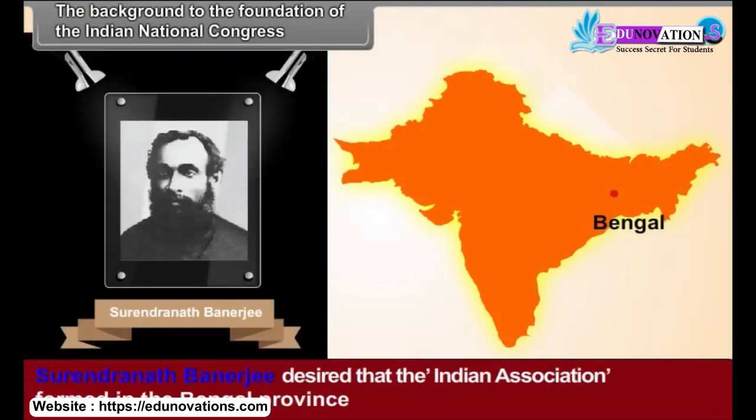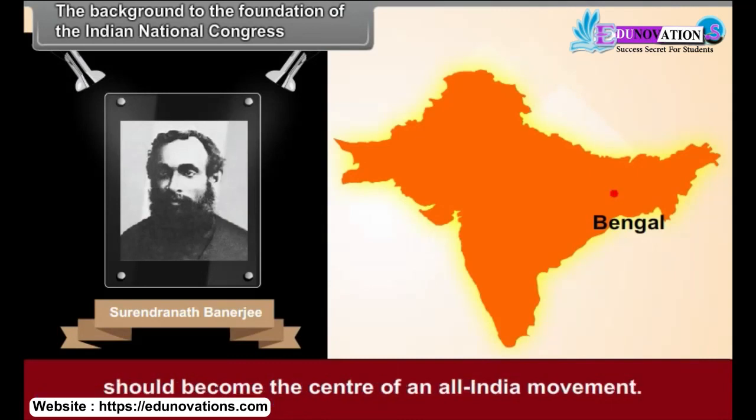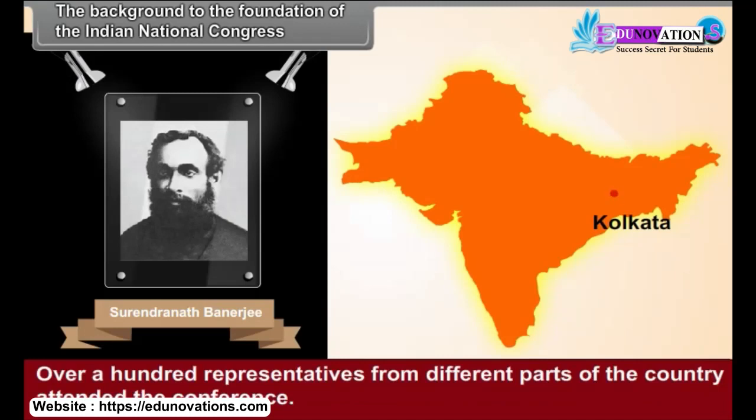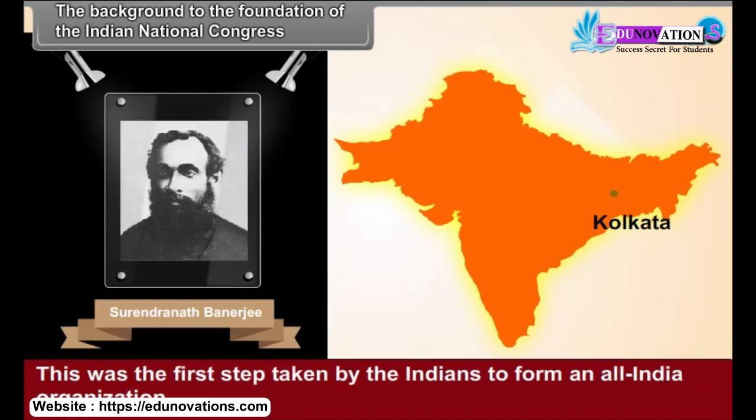Surendranath Banerjee desired that the Indian Association formed in the Bengal province should become the center of an all-India movement. In 1883, he organized an all-India national conference at Kolkata. Over 100 representatives from different parts of the country attended the conference. This was the first step taken by the Indians to form an all-India organization.